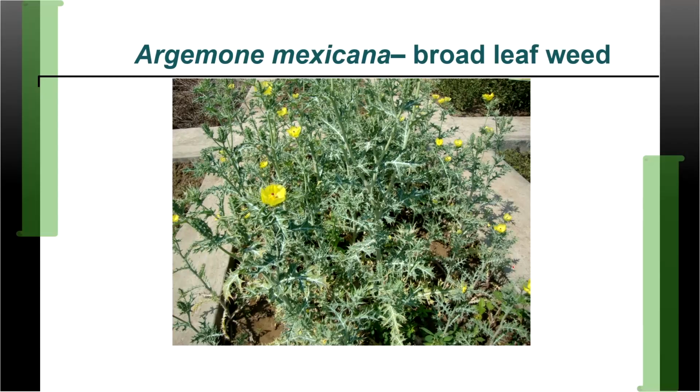Next is Argemone mexicana, a broadleaf weed. It is also called Satyanashi in Hindi, and it is a highly objectionable weed in rapeseed mustard crop. Its seed should not be there in the seed of mustard. So, this weed must be controlled in rapeseed and mustard crop, particularly when it is grown for seed production. In seed production programs, this Argemone mexicana should be removed.